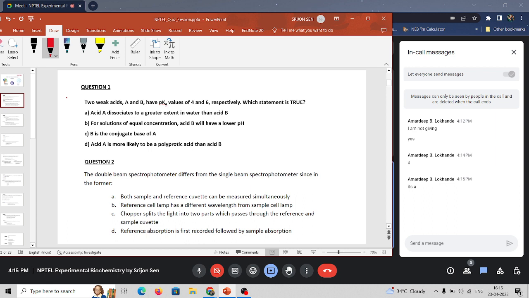Question number 2: the double beam spectrometer differs from the single beam spectrometer since in the former... So what happens in the double beam spectrometer? Which of the following statements do you feel happens for our double beam spectrometer?